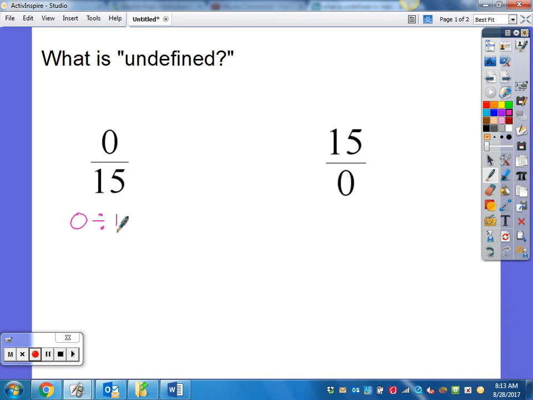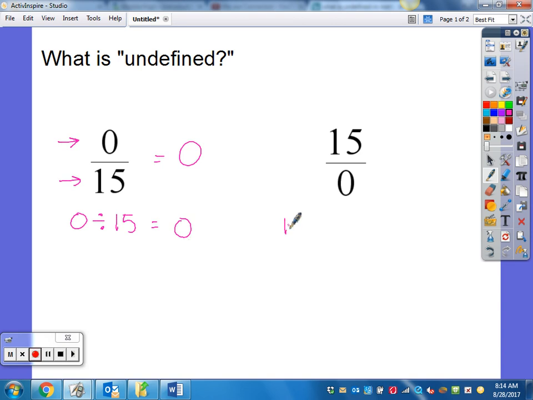0 divided by 15. It's like saying I have a pizza and I split it into 15 pieces and then I eat 0 of those pieces. Sure, that's possible. I can split a pizza into 15 pieces, and I can, if I have some willpower, eat 0 pieces of that pizza. That would just simplify to 0. So 0 divided by 15 equals 0. That works. Now let's look at the second example.